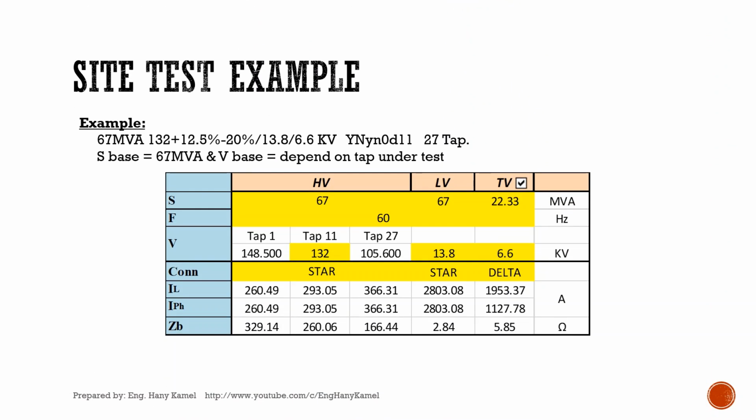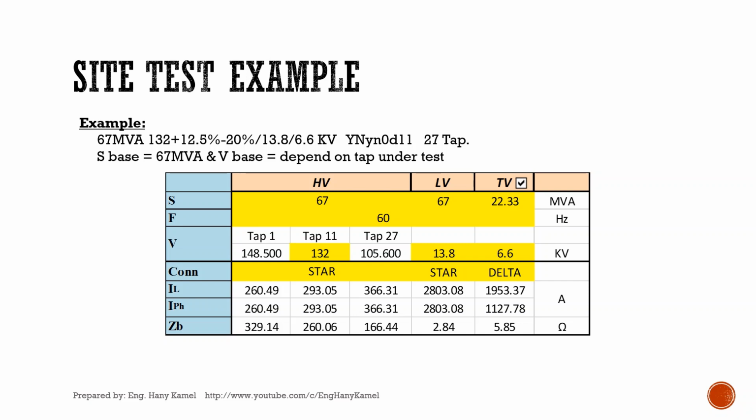All recorded values will be used to calculate the impedance at site at each related tap. Comparison will be done between site and factory values, and the error will be calculated. Care should be taken for the base power and voltage to make the right comparison.